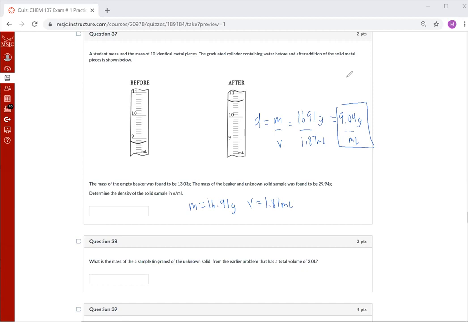Does this example look familiar to everyone from the laboratory? What does everyone think? Yeah, I remember. Okay, perfect, perfect. Okay, so let's keep going now.